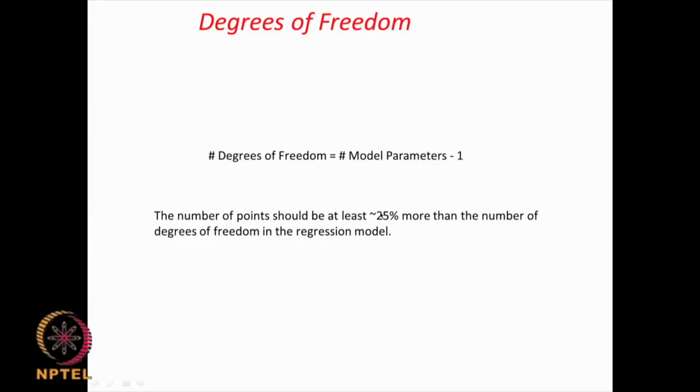But then there is a rule of thumb, the number of points should be at least 25% more than the number of degrees of freedom in the regression model. So, if you take y equal to ax plus b, I have 2 parameters, so I should do at least 3 or 4 points, then it is good actually.